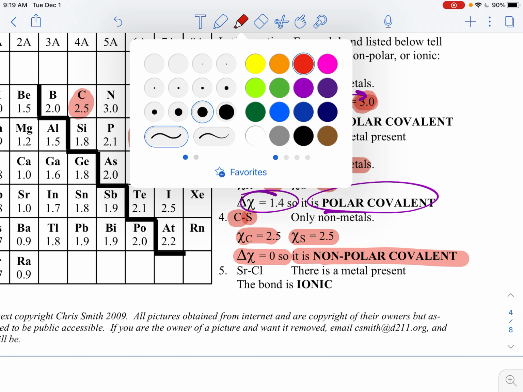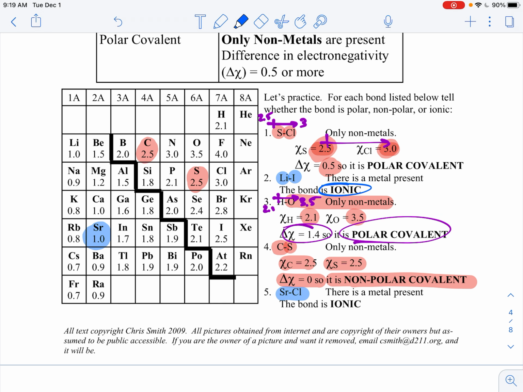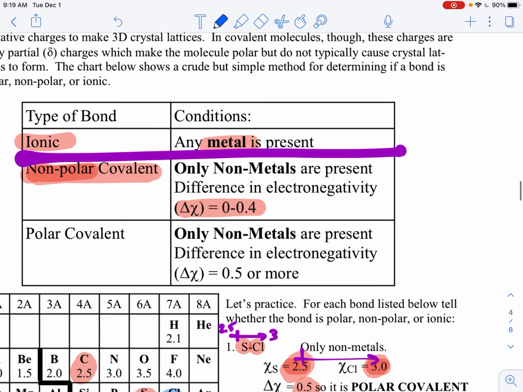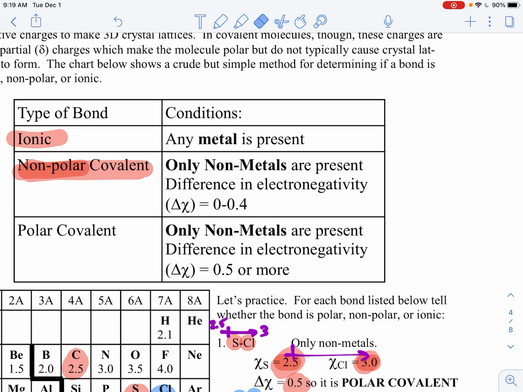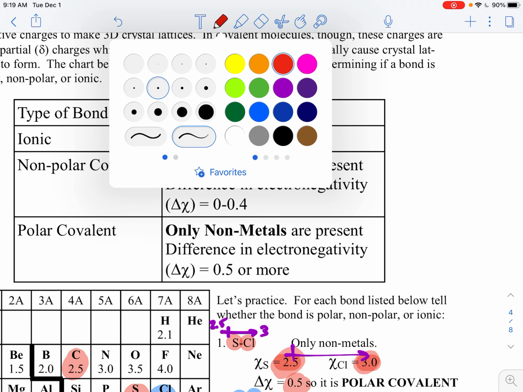All right, last one of this bunch. What about strontium and chlorine? Strontium is way over here, chlorine is way over here. As soon as you see that you've got a metal over here, I don't care what the numbers are, this is going to be ionic because it contains a metal. The numbers don't matter. All right, to summarize this, and we're just about done: if there is a polar covalent bond, you draw an arrow.